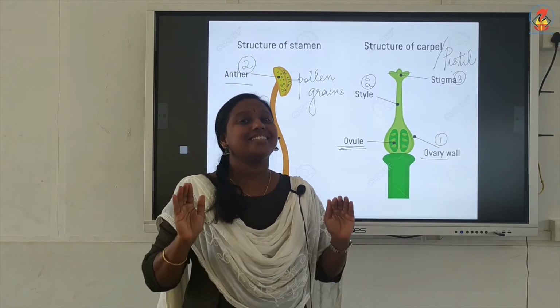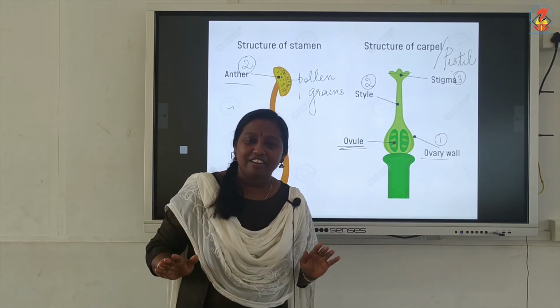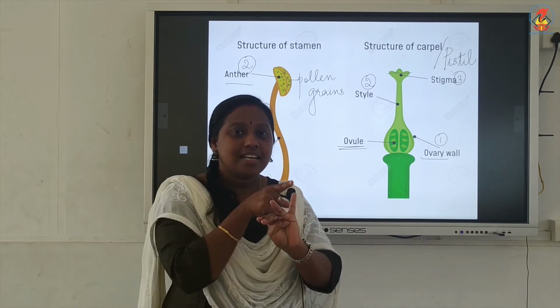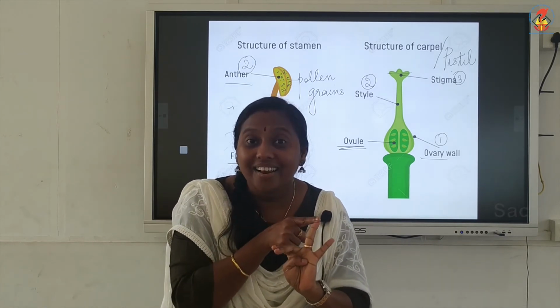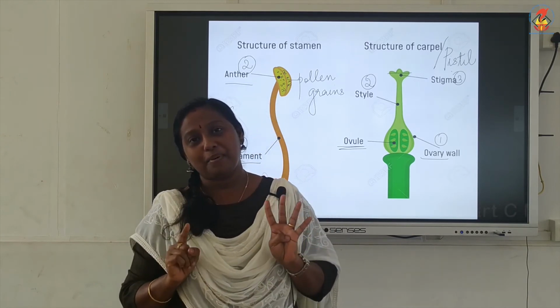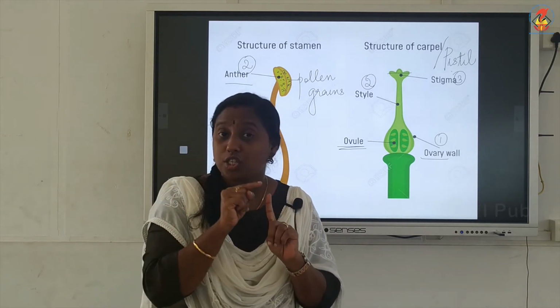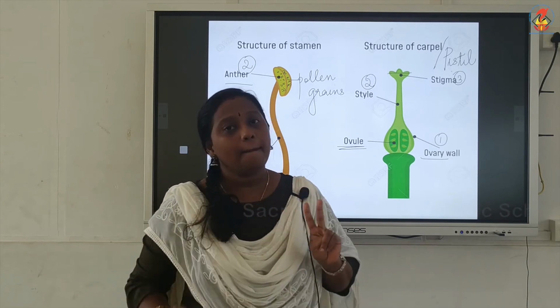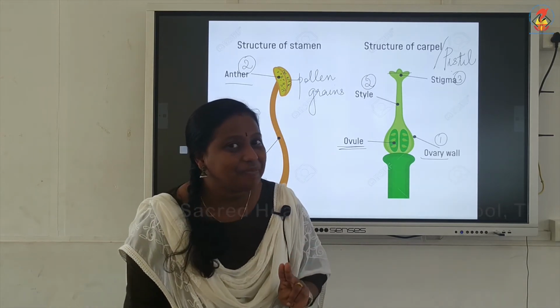So is this clear? How many parts are there for a flower? There are 4 different parts: sepal, petal, stamen and pistil or carpel. Then you have to study the parts of a stamen and the parts of a pistil. Hope it was clear. Okay.